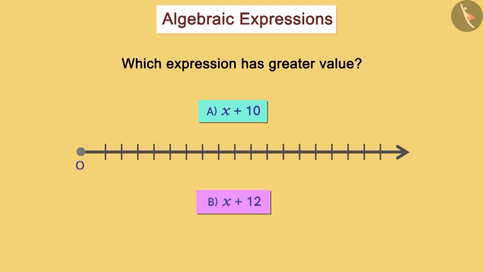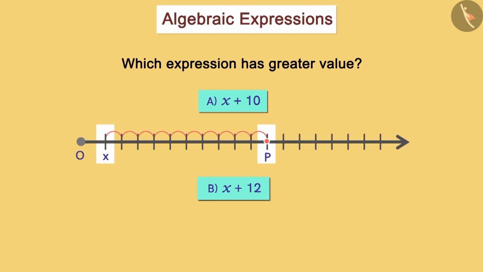Let's represent the sum of x and 10 on the number line. Let us assume that variable x is positioned here on the number line. Therefore, x plus 10 will be positioned 10 units ahead of x. Let's represent x plus 10 with the letter P.